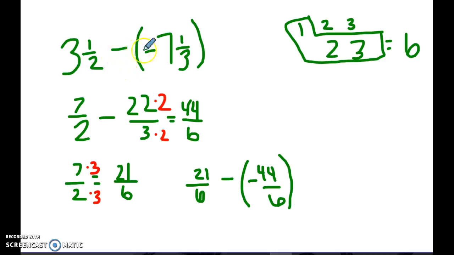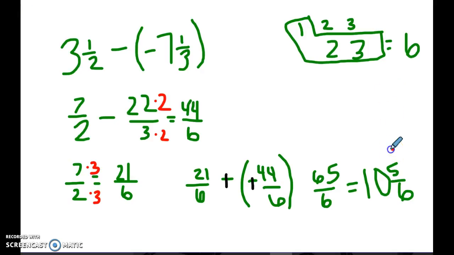So make sure that you keep the signs and the operations the same as the original problem. And subtracting a number is like adding the opposite, or keep, change, change. So you're really going to be adding 21/6 plus 44/6. That's going to give you 65/6. But you're not done, because you need to change this back to a mixed number. So go ahead and divide 6 into 65, pause the video, and then see what mixed number you get. So your final answer should be 10 5/6, and it's positive.